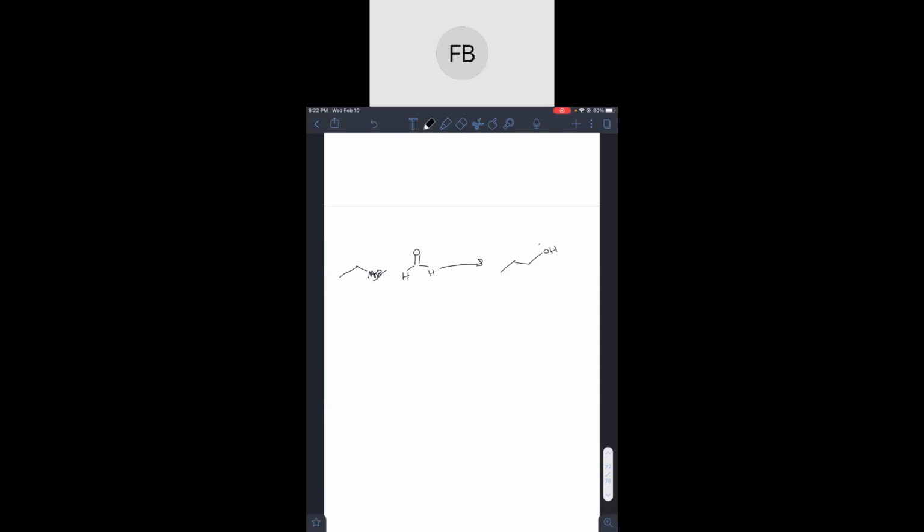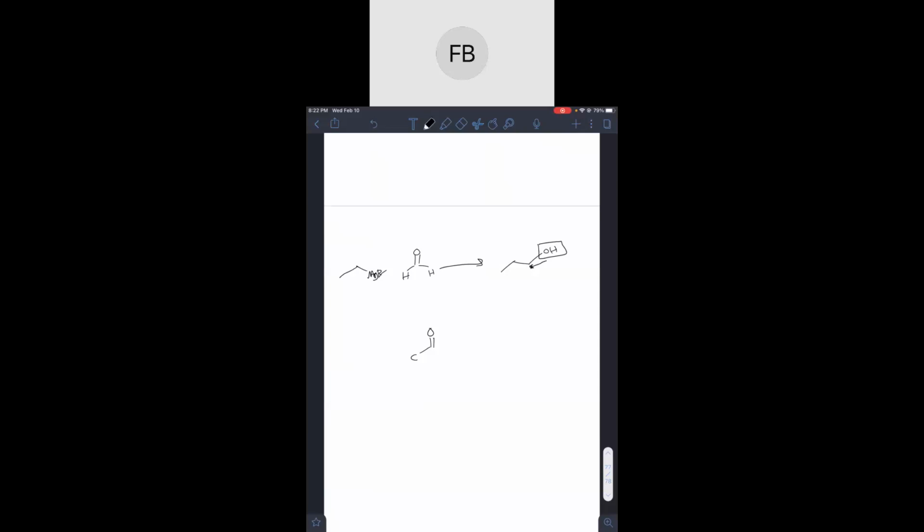So this O is only attached to one carbon. That means it could have never been attached to another carbon. If we have an O that's attached to a carbon, then never mind. Yeah, I mean, no. Yes.